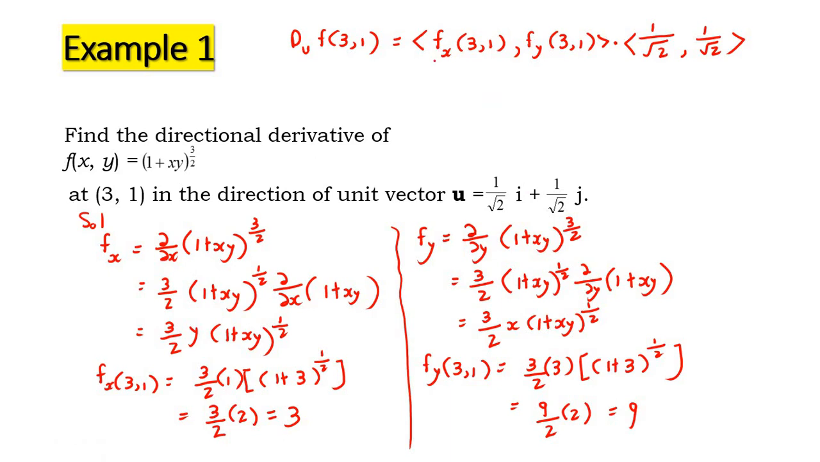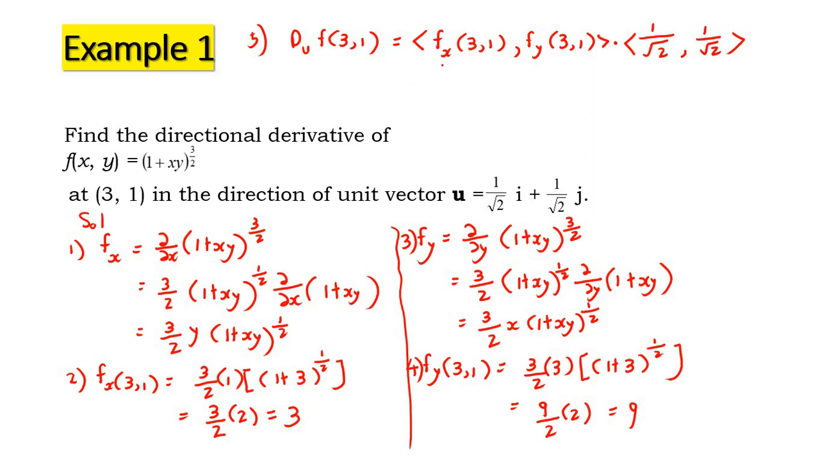Here are the steps. First step, find f_x. Second step, find f_x at the point (3,1). The third step, find f_y. The fourth step, find f_y at the point (3,1). Fifth step, the directional derivative at the point (3,1), which is denoted as D_u f(3,1).